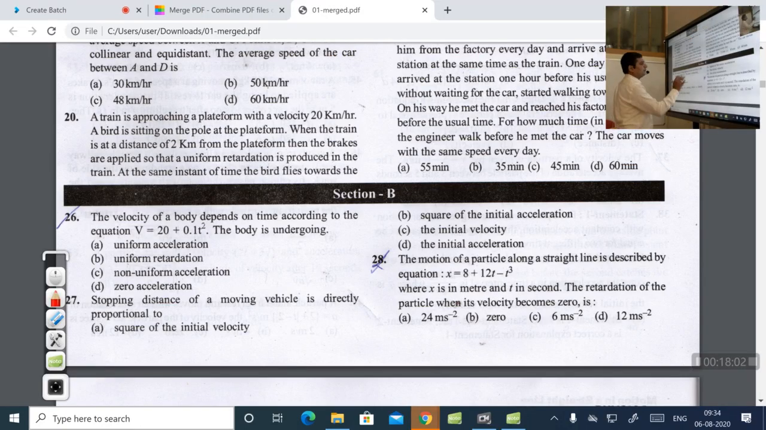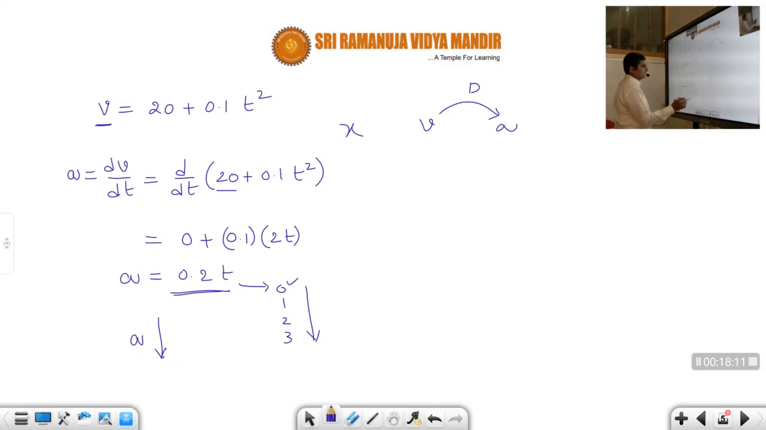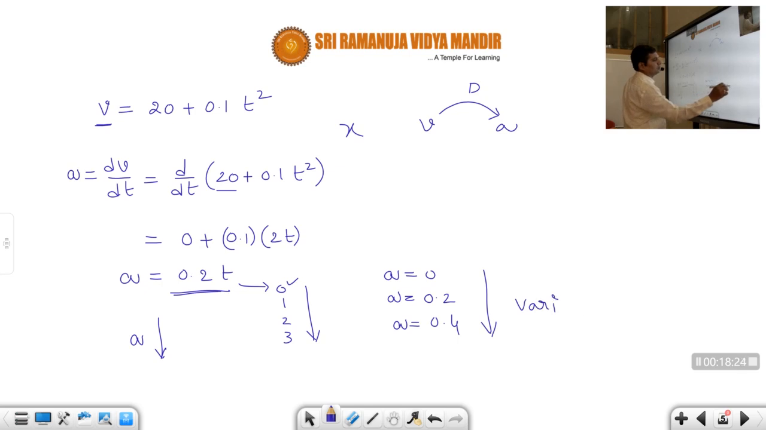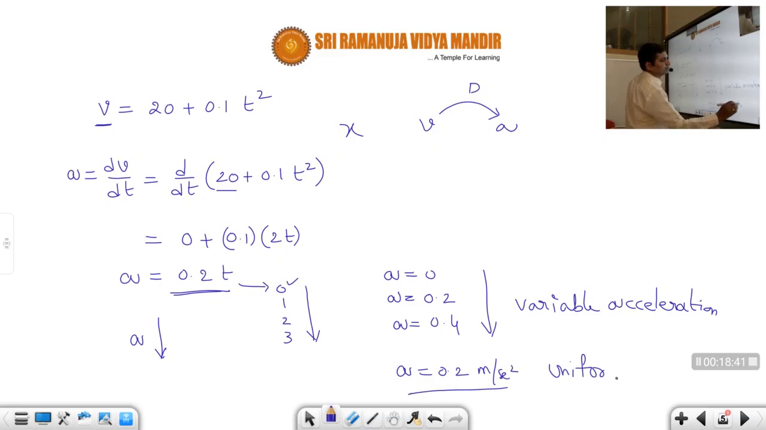That means it is not uniform acceleration, because uniform means constant acceleration. It is not constant acceleration. Correct or not students? Is it constant acceleration? Suppose you substitute t equal to 0, a is 0. If you substitute t equal to 1, a equal to 0.2. If t equal to 2, it is 0.4. Is acceleration constant? No. So therefore this is called variable acceleration. Okay students, it is not uniform acceleration. Uniform means suppose a equals 0.2 meter per second square all the time, then that is called uniform acceleration. But here it is not.